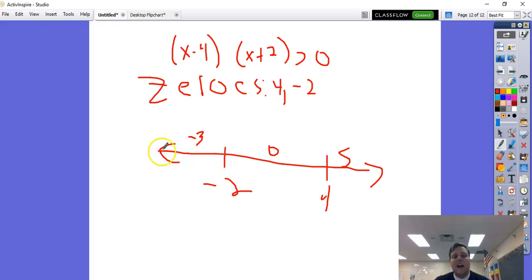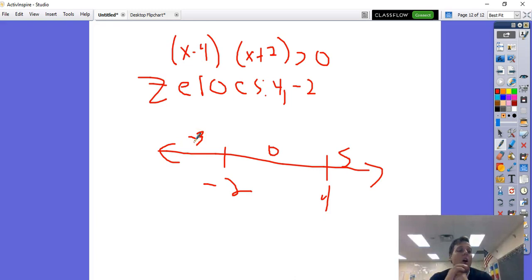So that means no matter how far more to the left I go, y is going to stay the same sign. Now I don't know what that sign is at the moment, but it's going to stay the same sign. I know that when x is between negative 2 and 4, it's going to stay the same sign. Once again, I don't know what that sign is at the moment. I'm going to find it, but I know it's going to stay the same sign. And then I know that when x is greater than 4, it's going to stay the same sign. And I'm going to figure out what that sign is.